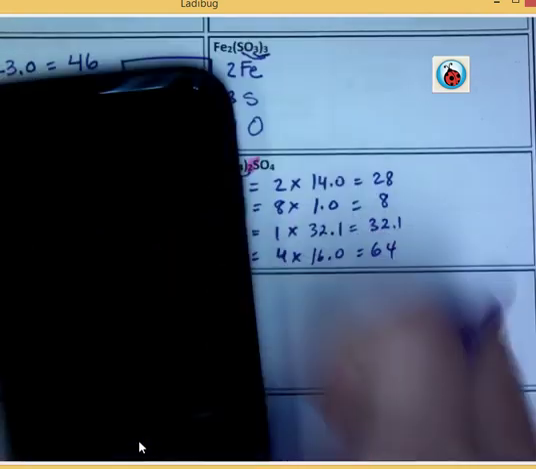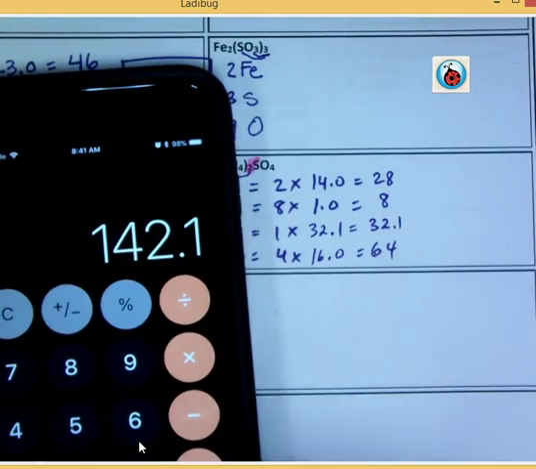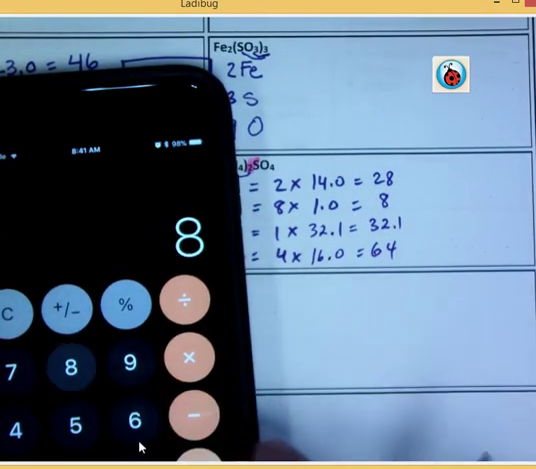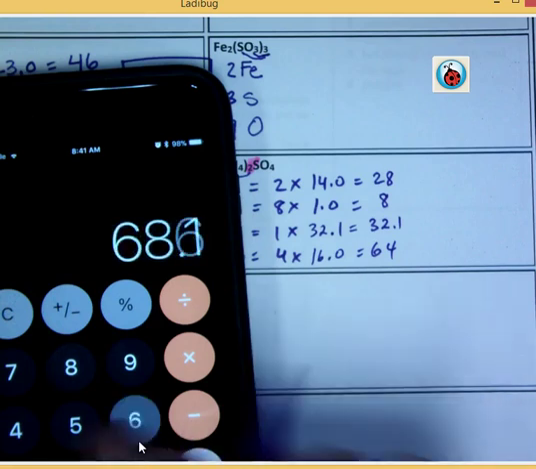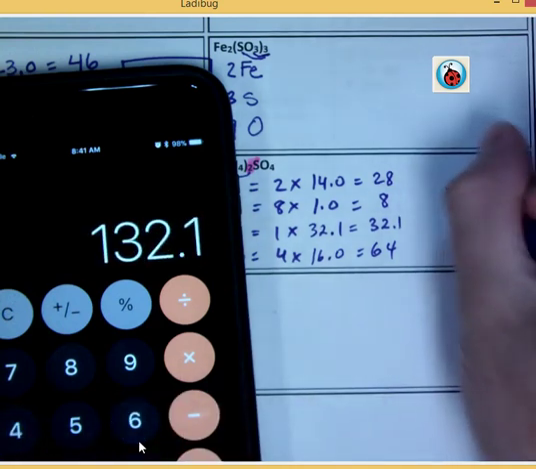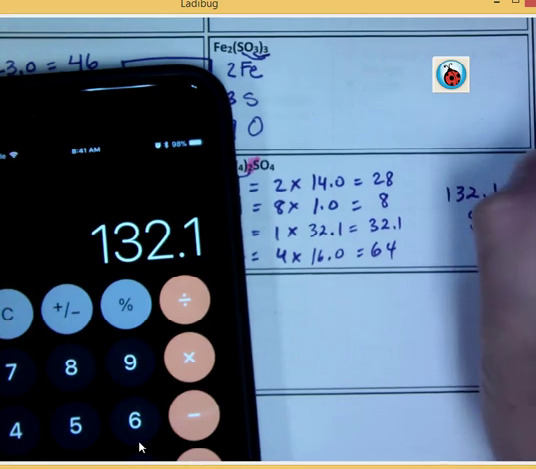Let's add them all up with a calculator here. 28 plus 8 plus 32.1 plus 64. 132.1 grams per mole.